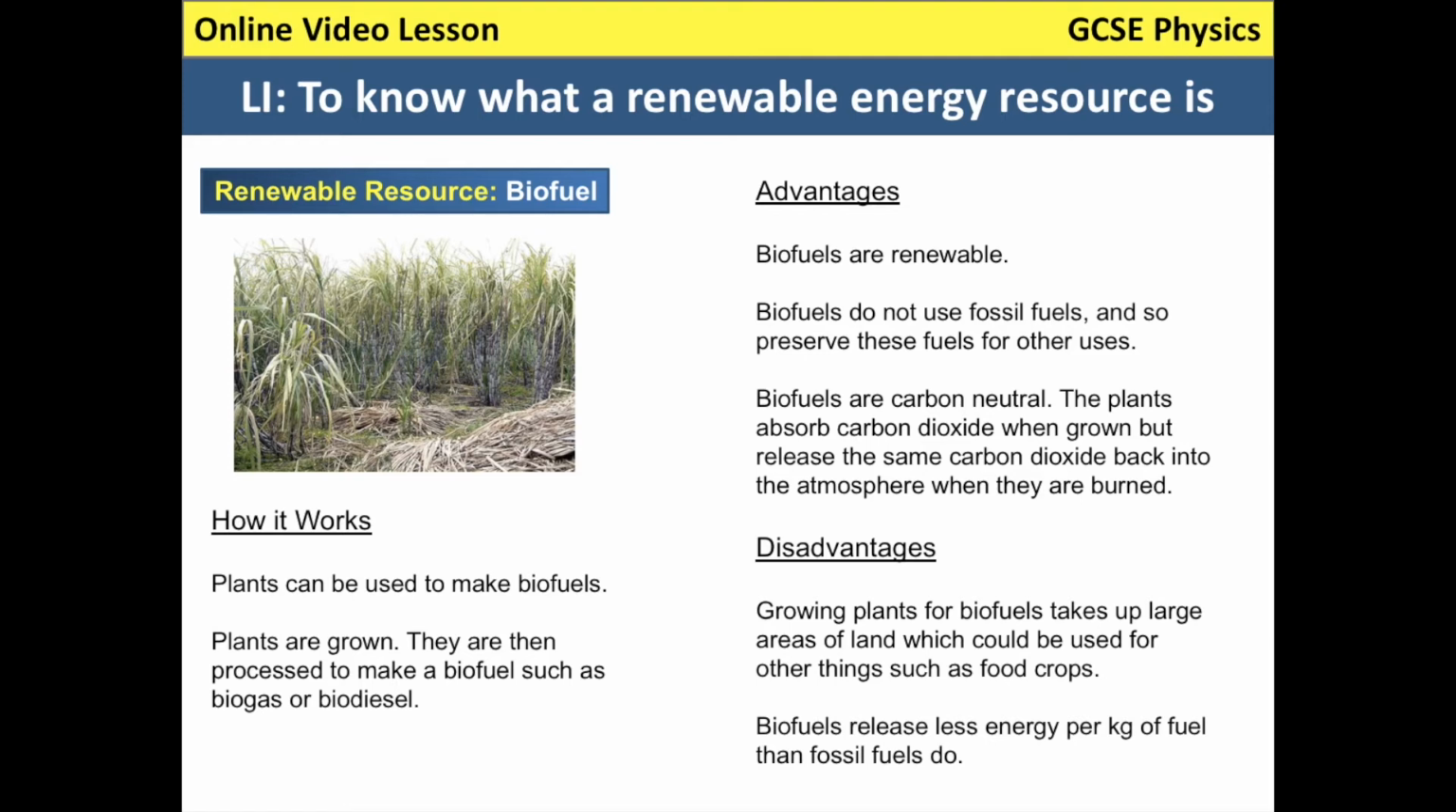Now let's look at the disadvantages of biofuels then. Firstly, growing plants for biofuels takes up large areas of land which could be used for other things such as food crops, and biofuels release less energy per kilogram of fuel than the fossil fuels do or nuclear fuel, meaning that they've got a low energy density.